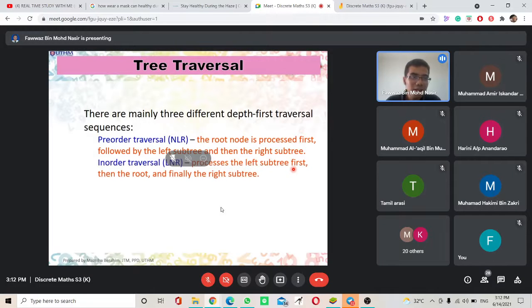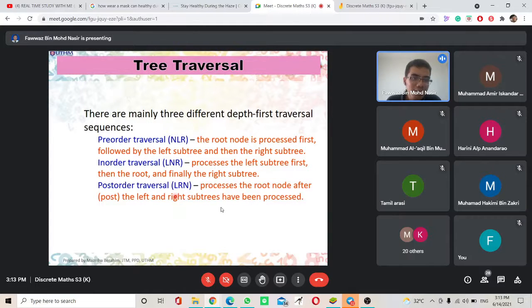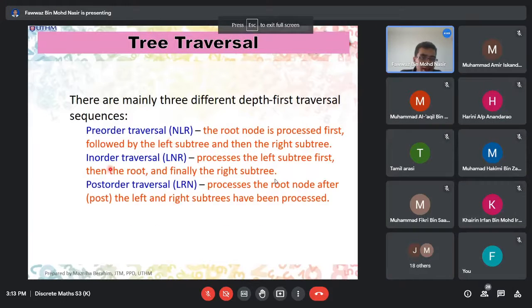Then in in-order traversal, we go to the left child first, then the current node or the root node, then the right child. And post-order traversal, we go to the left child first, the right child, and lastly the current node or the root node. So basically the difference between pre-order, in-order and post-order is the positioning of N. In pre-order N is at the front, in-order N is in the middle, post-order N is at the very end. N is the current node we are checking now, or the root node.